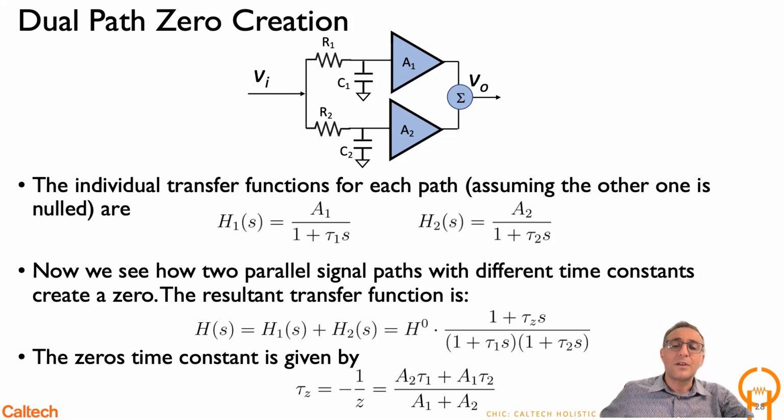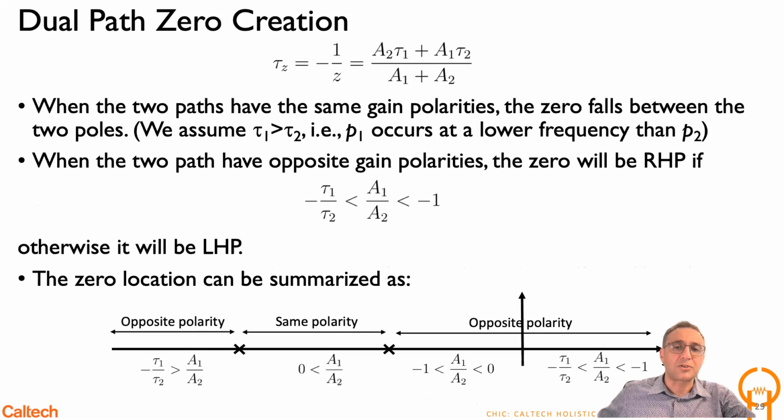But now you can see that when you have two signal paths, you create a zero as a result. And this zero is located at this location. You can actually calculate where it is, and it's basically given by this expression. This expression is useful because it allows you to determine where it falls. If A1 and A2, the two signal paths, have the same polarity, which is the case in this situation, the zero will fall between the two poles.